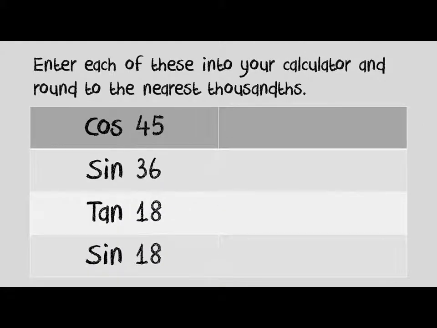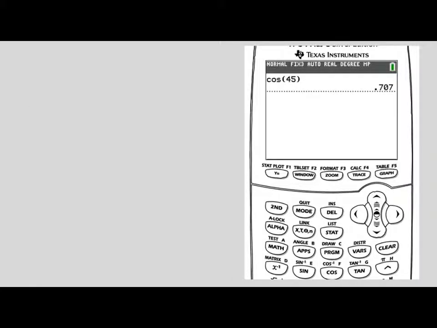So what I want you to do now is enter each of these into your calculator and round to the nearest thousandths. Cosine of 45, the sine of 36, the tangent of 18, and the sine of 18. What I'm getting you to see is that the cosine of a 45-degree angle actually has a numeric value. So if you plug that into your calculator, you're going to hit the cosine button, 45. You can close the parentheses or not, that's up to you.